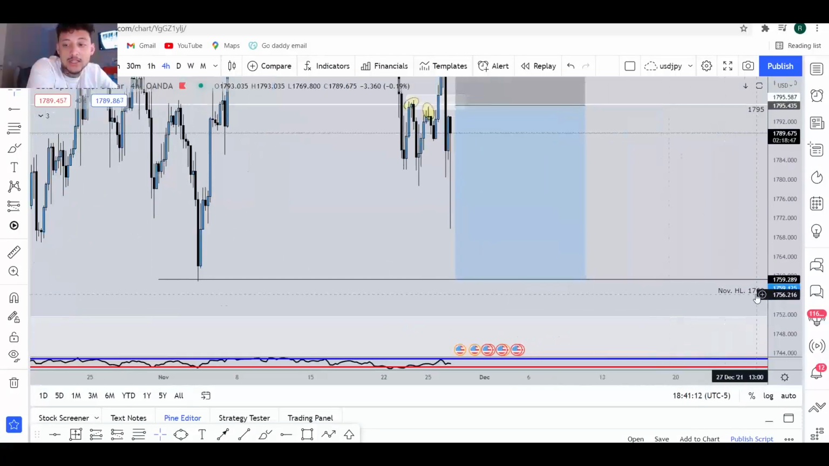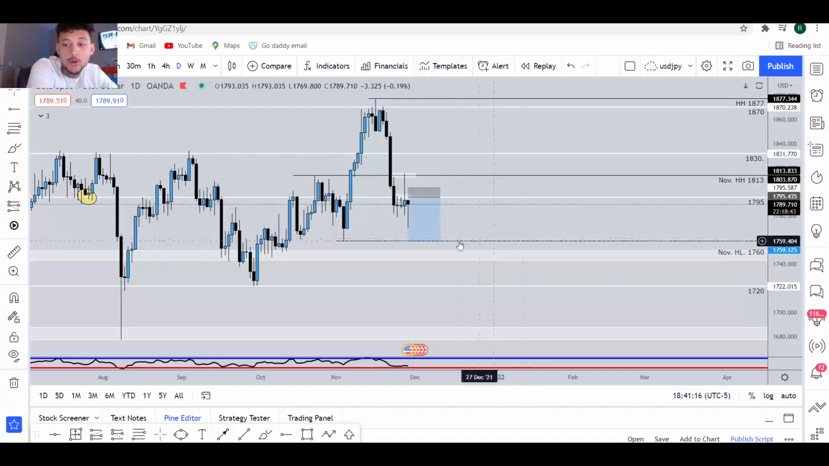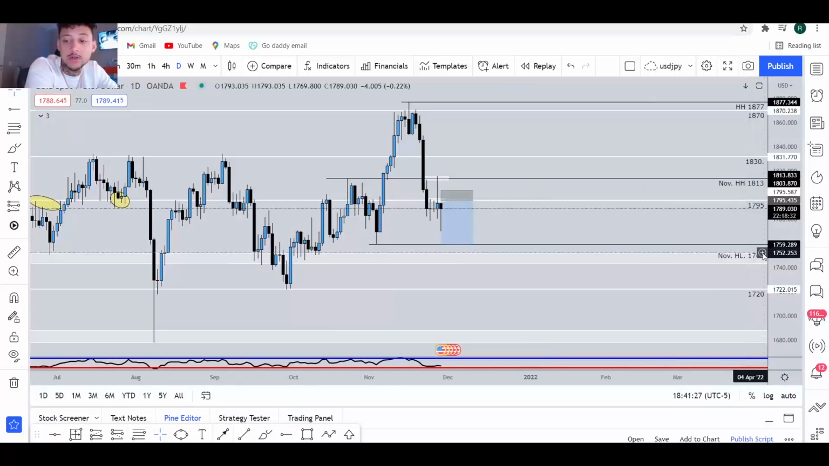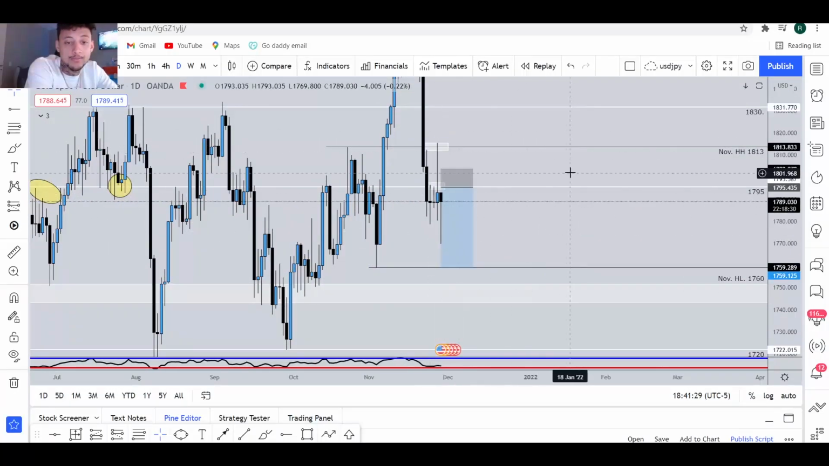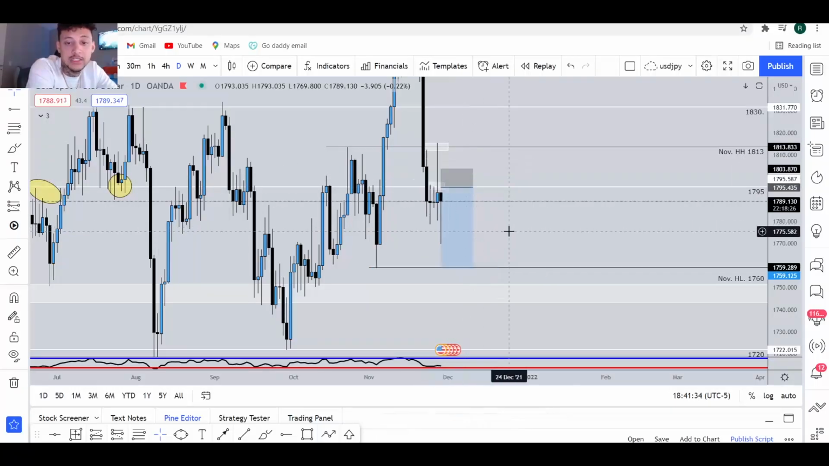Why am I targeting 1760? Because that is our higher low point. That is our low for November. This is the higher low for November. That is the lowest price that price has actually reached within this specific month. So that's actually going to be my target. And again, all I'm doing is setting up different areas for me to actually look to take a short.